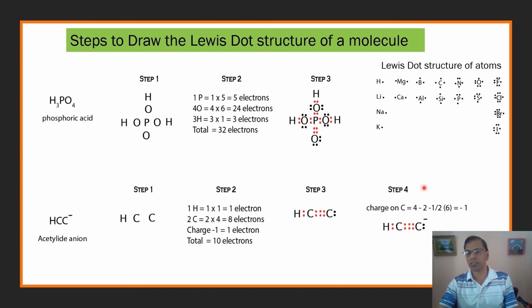The next step is to allocate the charge. In order to allocate the charge, you have to use the formula: electrons in the valence shell minus the unpaired electrons, 2 in this case, and then half of the bonding electrons. There are 6 bonding electrons between the 2 carbons, and then you get an answer of -1, and so you put a -1 charge on the carbon. So that's how you draw the Lewis structure.